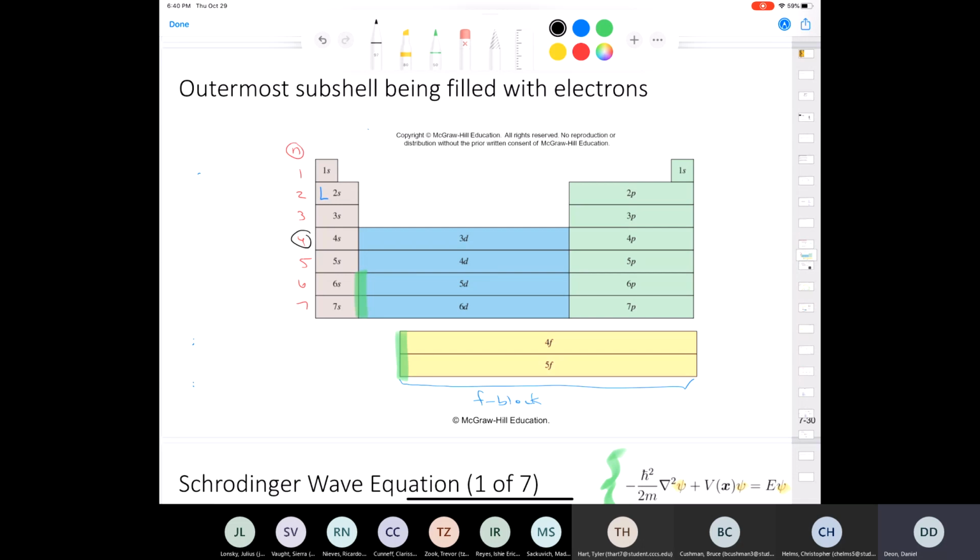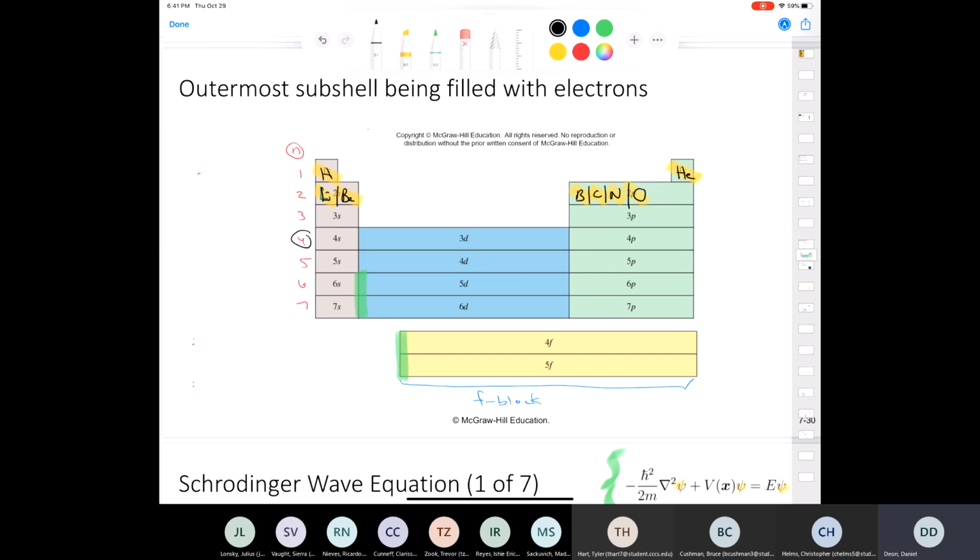Look, oxygen is found right here in the periodic table. If you divide this in half, the oxygen is right here. So you have nitrogen, carbon, and boron. Okay, you have hydrogen, helium, lithium, beryllium. So look, it's a total of 1, 2, 3, 4, 5, 6, 7, 8 electrons.